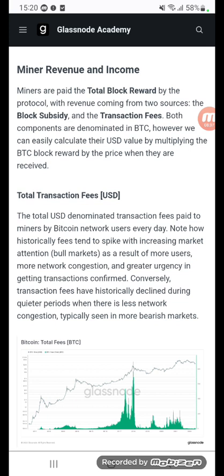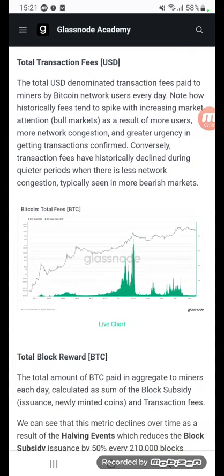Miner revenue and income. Miners are paid a total block reward by the protocol, with revenue coming from two sources: the block subsidy and the transaction fees. Both components are denominated in BTC. However, we can easily calculate their USD value by multiplying the BTC block reward by the price when they are received.